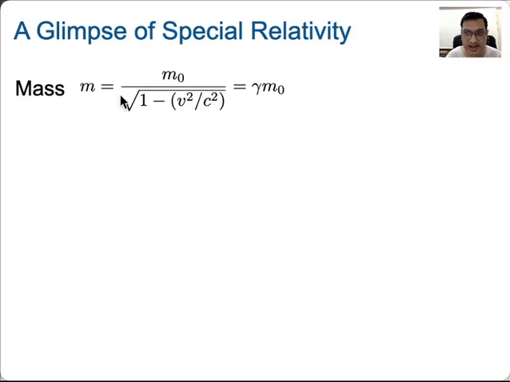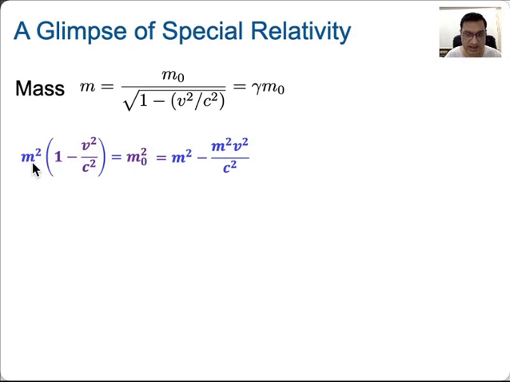Now I can take this part toward this side. So what I will see is m times square root of 1 minus v square over c square is equal to m0. Now I can take the square on both sides. So I will get m square, and then the square root is gone. So I will get 1 minus v square over c square, and on this side I will get m0 square.